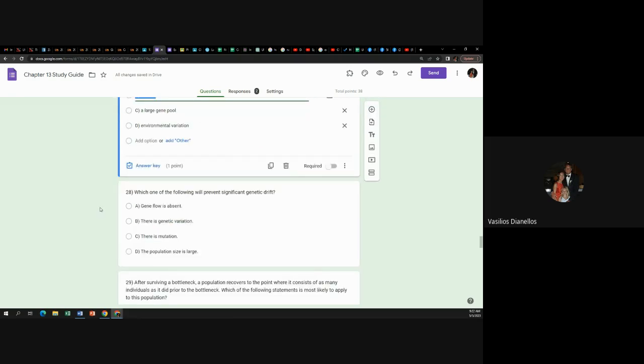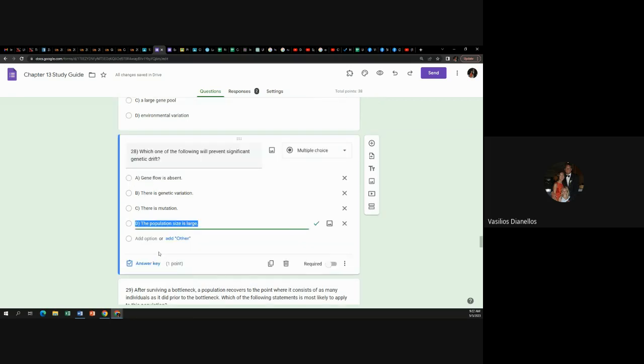All right. Which one of the following will prevent significant genetic drift? The population size is large. That's basically it. And I could go on and talk about that, but we don't really have the time. Just think about, though, to change the percentages of something, if you have 10 people, like we did in some of our labs, then if you change one person, that's a 10% increase, so that's a big change. But if you have 8 billion people, then one person changing is not even going to register, basically. So yeah, the population size is large. That's the answer. Any questions about that?